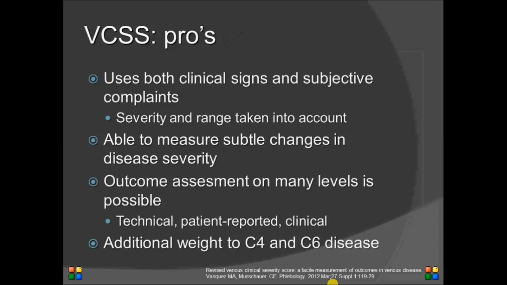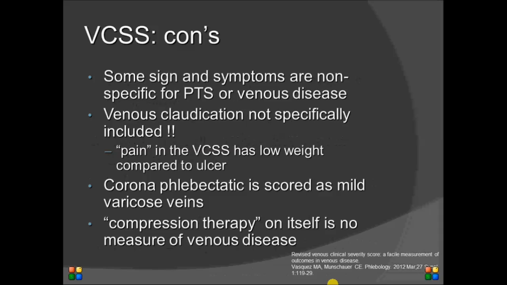It's assessed on many levels. The con is again that some signs and symptoms are non-specific, but that relates to a lot of things, like edema is again a non-specific sign of venous disease. There can be other causes. Again, venous claudication is not used, and the corona phlebectatica is here scored as a mild varicose vein. There is a lot of debate about it. There are publications, especially from the French side. They say, well, the corona phlebectatica belongs to C4 and not to the mild stages. But there's a lot of debate, and there's no conclusion on that issue either.